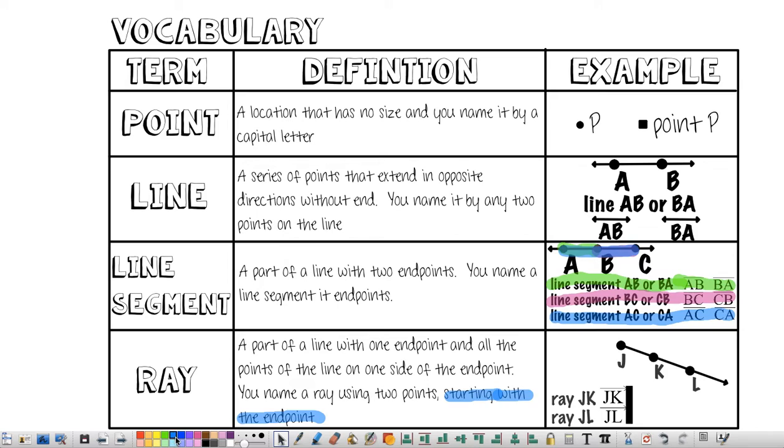So again, you have to start with the endpoint. So here the endpoint is J. So that's what I start with each time. Now I can name this JK because it'll continue on and go on forever. Or I can name it JL because it goes from J to L and still goes on forever. Okay, we're still talking about the same ray, we're just giving it 2 different names. However, you cannot flip it. Notice here we said AB or BA, BC or CB, AC or CA. So we cannot flip this. It has to start with the endpoint.